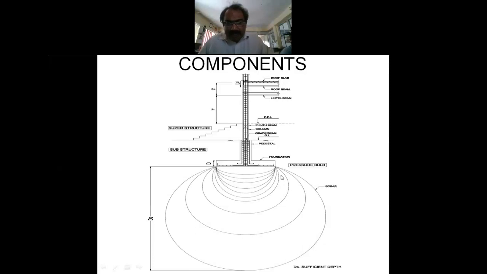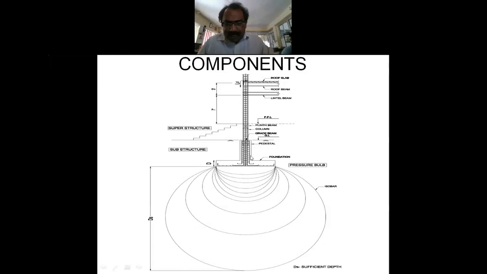Okay. The line is called an isobar. Each line connects equal stress. Immediately after the foundation, load by area. So stress is nothing but load by area. So the stress is very high here.